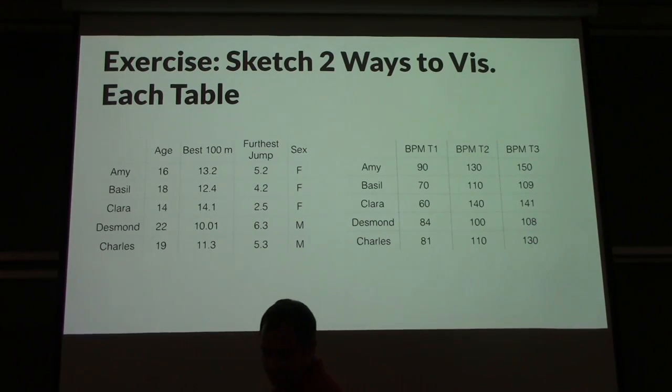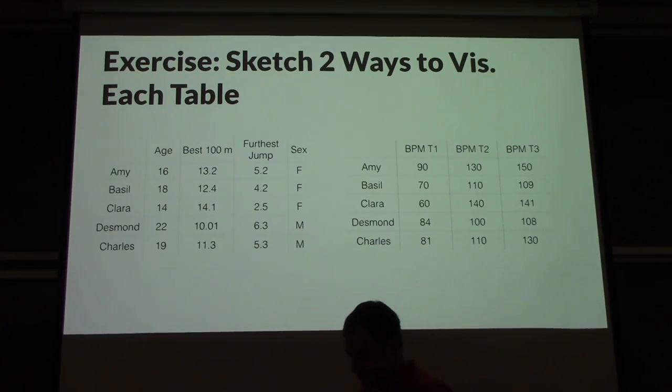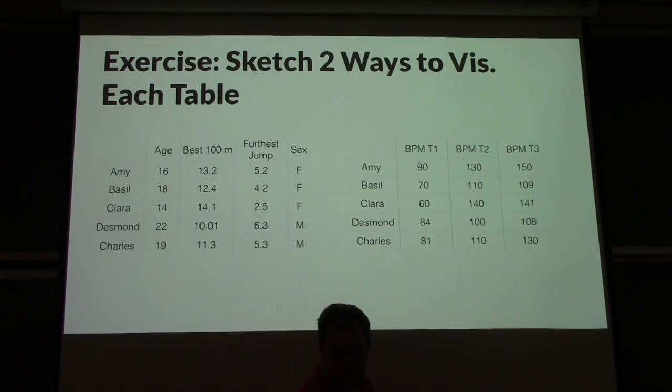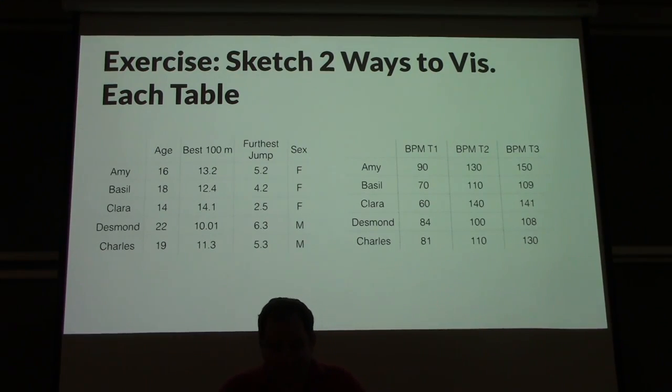But jump is distance, and the other one's time, so having a bar chart instead might be a better idea. What if we use color for sex? There's only five, you can just put them on the same chart. How about someone like you got it?